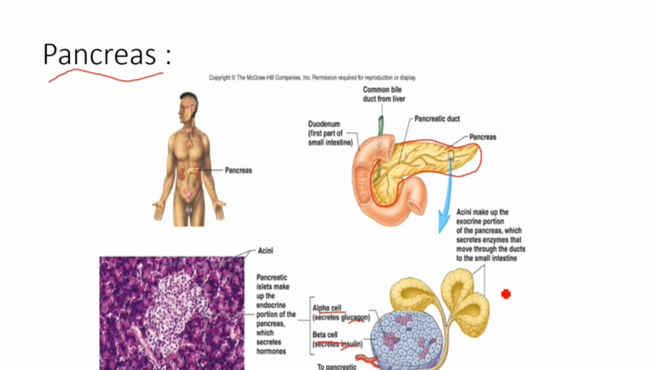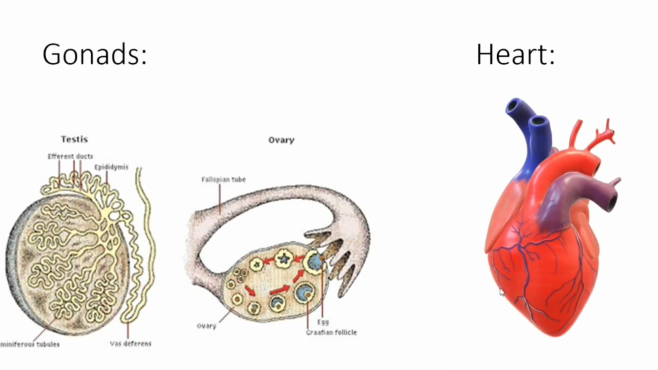Now we will go to another endocrine gland, that is gonads. The gonads of male and female also act as endocrine glands. The gonad of male, that is testes, this one is testes, and the gonad of female, that is ovary. They also secrete different hormones. The testes secrete testosterone and inhibin hormone. Ovary secretes estrogen, progesterone, and inhibin.